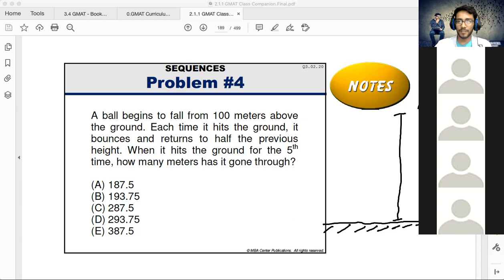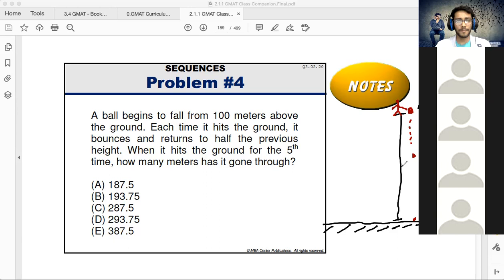This is your ground. This is my 100 meter. A ball begins to fall from 100 meter above the ground. Okay, this is a ball. Suppose here it is a man. He is throwing the ball. Each time it hits the ground, it bounces and returns to half the previous height. So, it hit here. Where will it go?